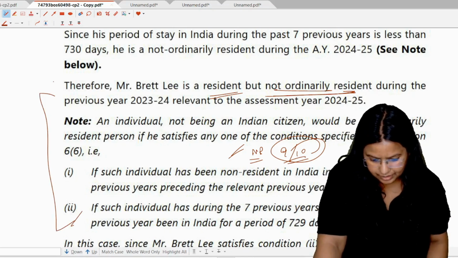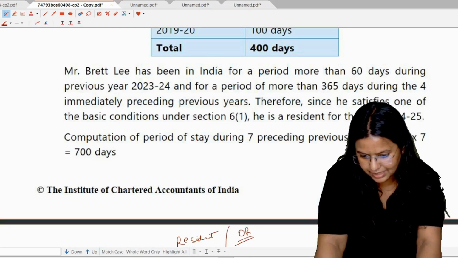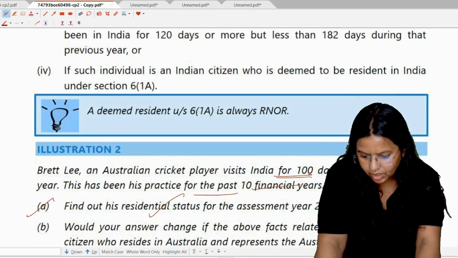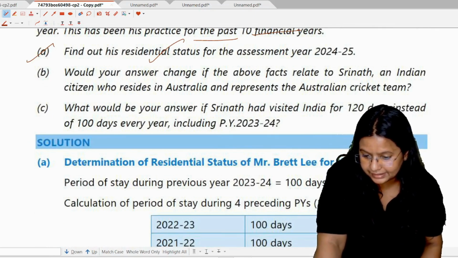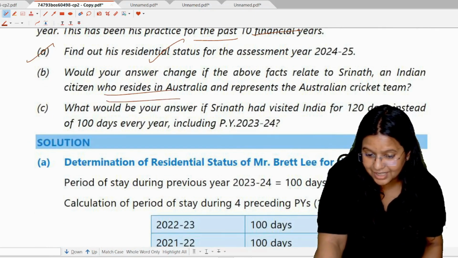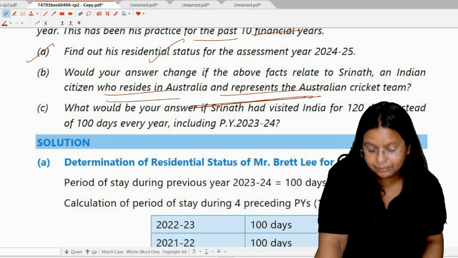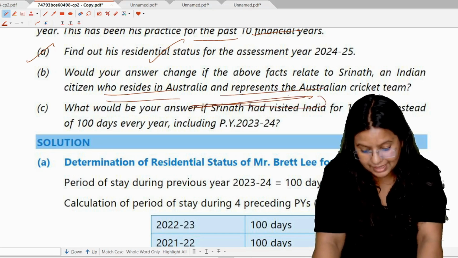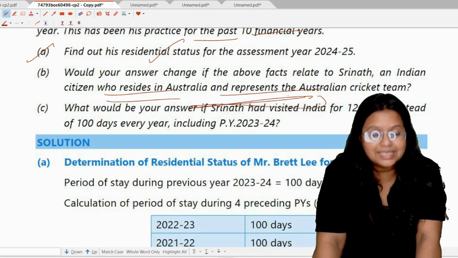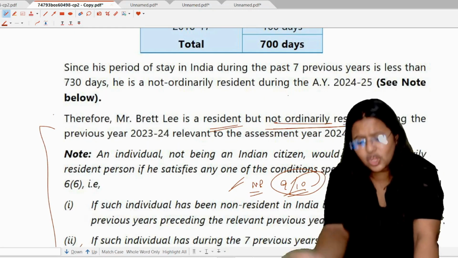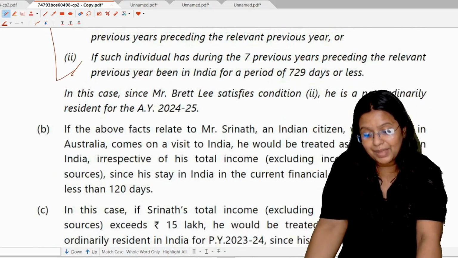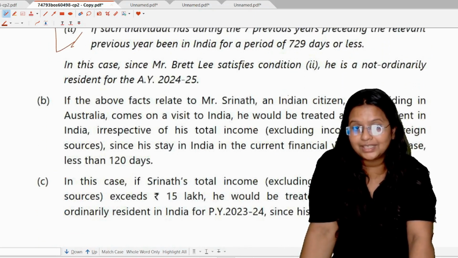Okay, now come on to the next point of this question. That is point number B. Would your answer change if the above facts relate to Srinath, an Indian cricket citizen who resides in Australia and represents the Australian cricket team? Tell me one thing, student. If these points are related to Srinath, who is an Indian citizen, does your point of view change? Do the basic conditions change? Tell me. Yeah, ma'am.